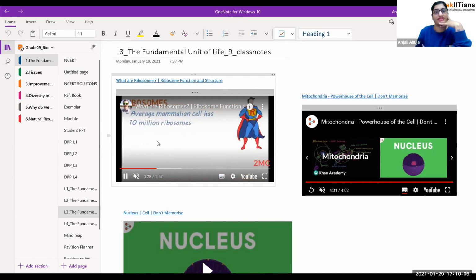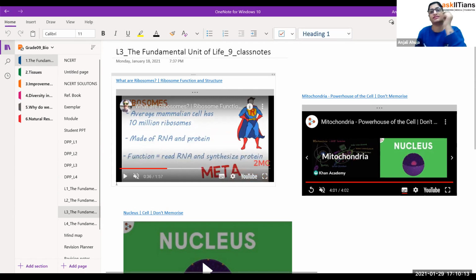The average mammalian cell has 10 million ribosomes. That's a fun fact. They are made up of RNA and protein, and their function is to read RNA and synthesize protein. Actually, you must have heard about DNA and RNA. These are the chemicals present in a cell and they have their own functions. We used to say that DNA controls all information in us.